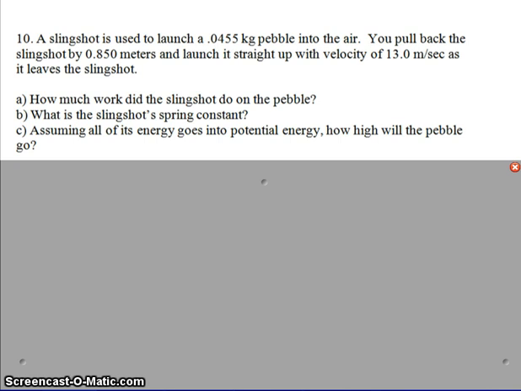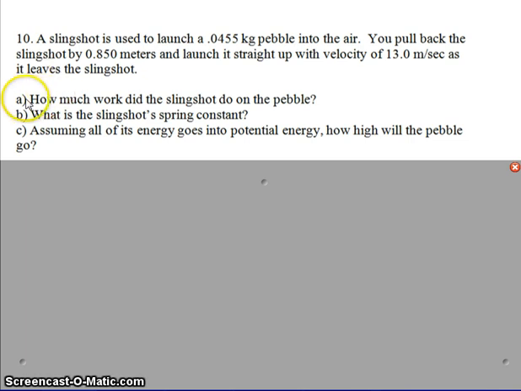Question number 10 is a problem about a slingshot used to launch a small pebble into the air. You pull back on the slingshot a certain distance, and of course, you're storing some elastic potential energy there. Then you let it go, and the pebble will leave the slingshot with an initial velocity of 13 meters per second.